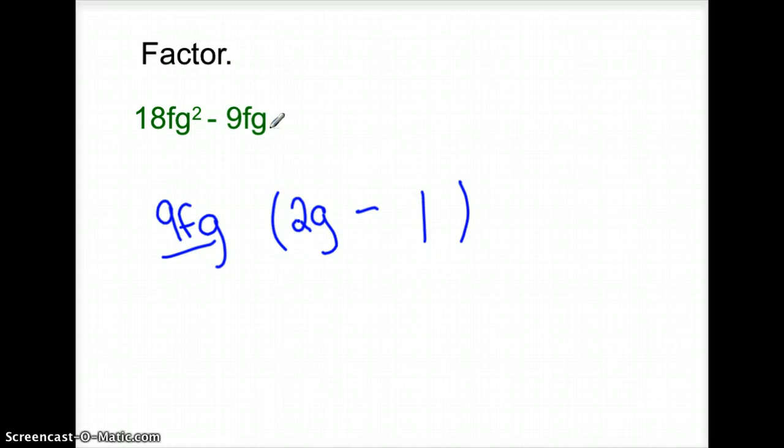Okay, so hopefully you've caught on about the concept of factoring out your GCF.